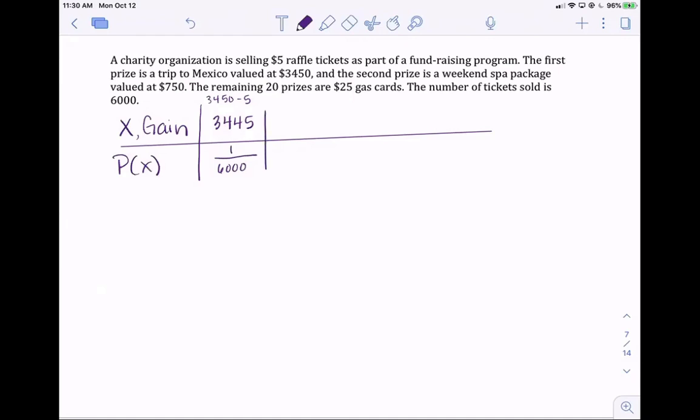Okay. All right, our second prize is a spa package for $750. So how much are we actually gaining? 745. How many people win that? 1 out of 6,000. And then we have 20 $25 gas cards. So the $25 gas card is actually a gain of how much? 20. And what's the probability of winning that? 20 out of the 6,000, because there are 20 gas cards. Okay, if you add those numerators together, what do you get? Numerators? 1 plus 1 plus 20? 22.